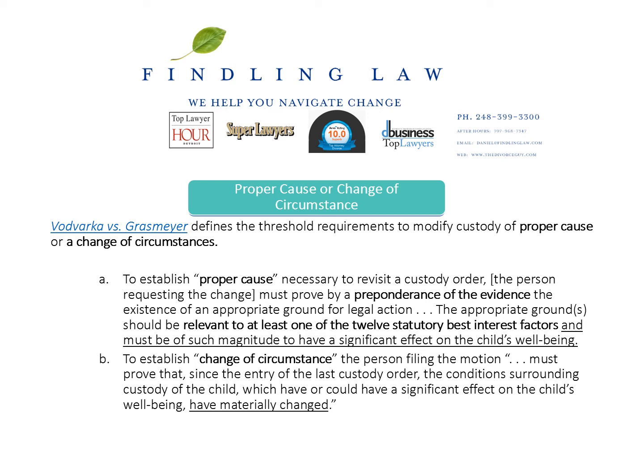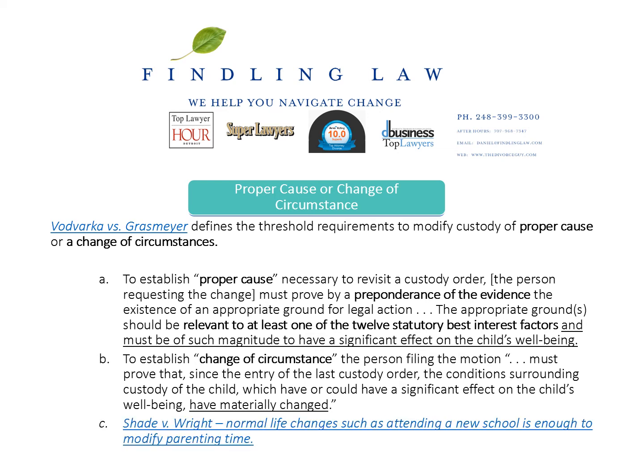If you're modifying parenting time, the seminal case is Shade versus Wright. Normal life changes such as attending a new school, just getting older, is enough to modify parenting time. Even something as simple as, I'm now remarried and my spouse's weekends are the opposite of my weekend, so I'd like to alternate the weekends. That's a modification of parenting time. I've certainly handled that case before.